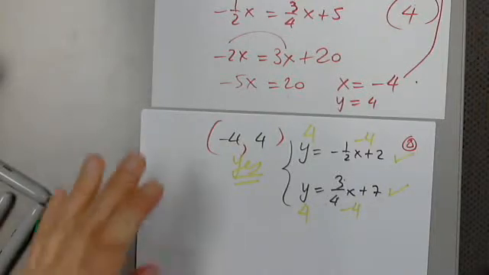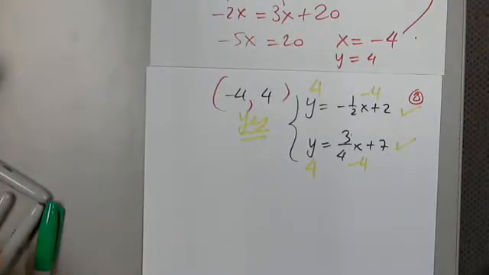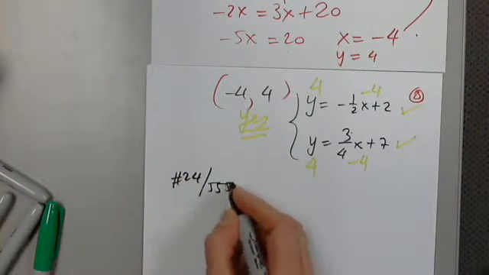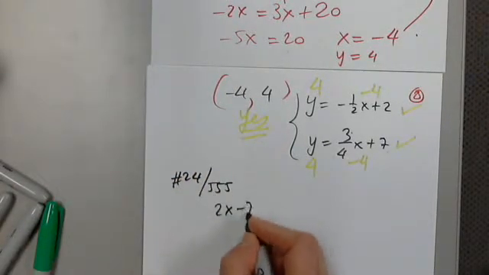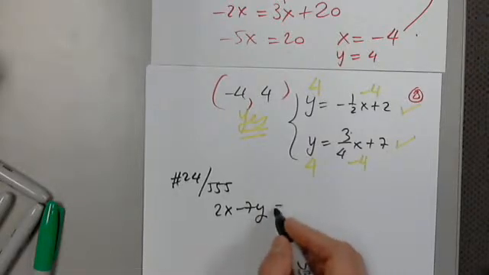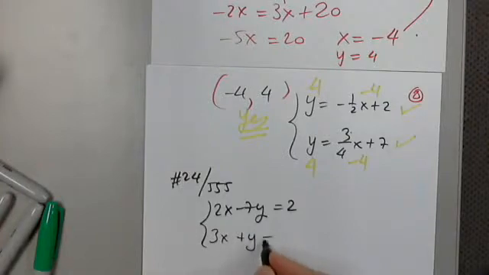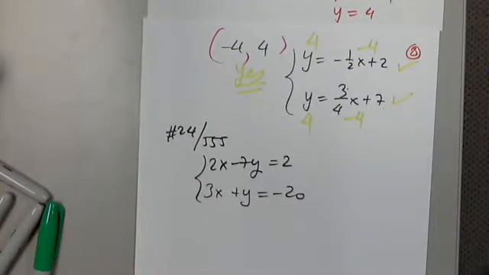Yes? Okay, so let's move on to elimination. This will recur in the next sections anyway. Let's take a look at, let's say, 24, same page, 555: 2x minus 7y equals 2, and 3x plus y equals negative 20.